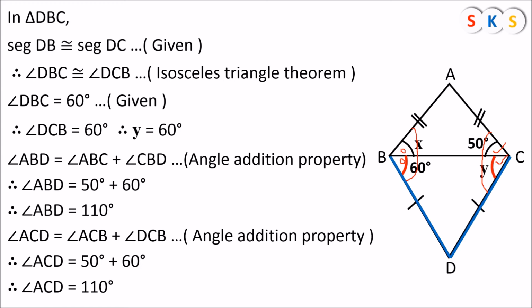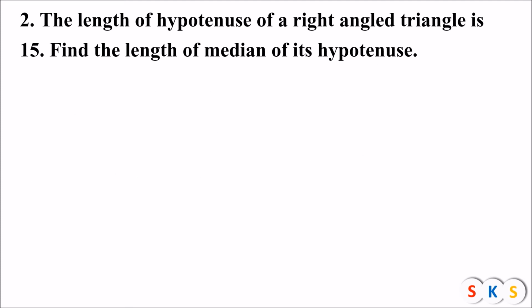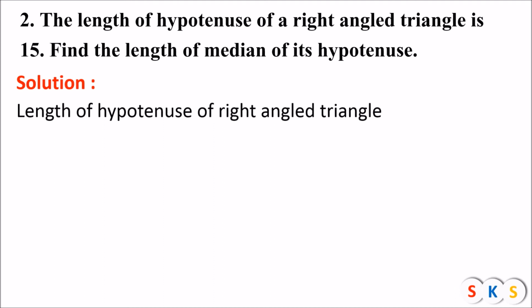Here we have question number 2. The length of the hypotenuse of a right angle triangle is 15. Find the length of the median on its hypotenuse. Let's see the solution of this question. The length of the hypotenuse of a right angle triangle, how much is it given? It's given here as 15. You can see here the length of the hypotenuse of this triangle is 15.